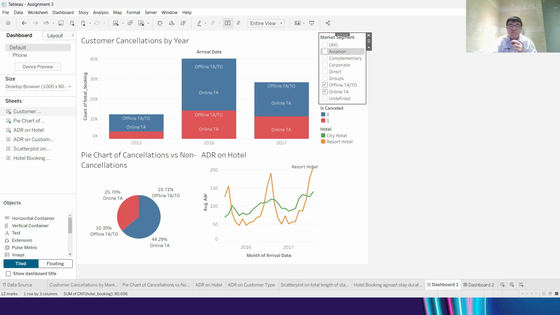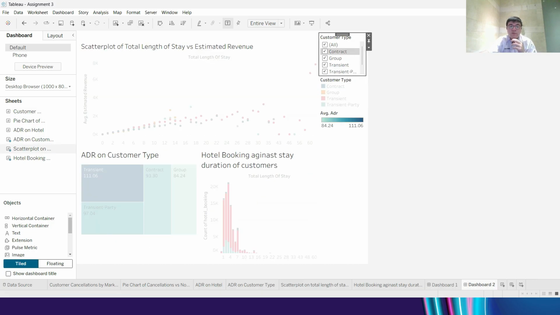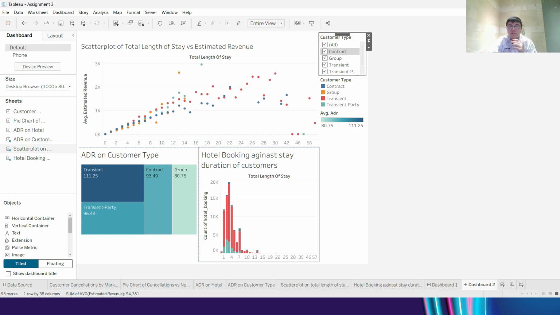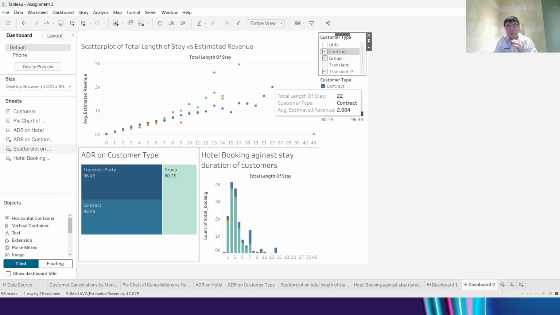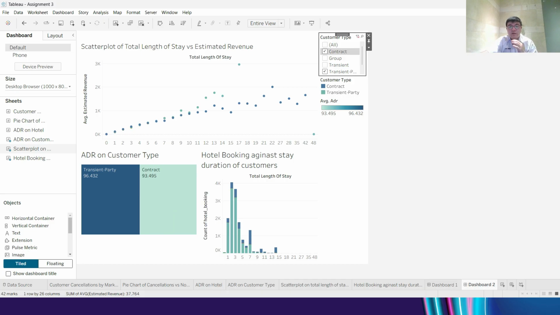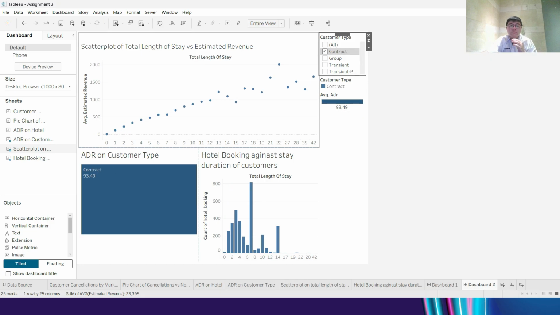The same can be said for the second dashboard, where you can see the scatter plot, the tree map, as well as the stacked bar graph at the bottom. It's the same thing, but instead of market segment, we have customer type, where if I remove, let's say, transient, which is the most prevalent one, all the red points are gone. Transient is gone, as well as in the scatter plot. So I can do that for all of the different customer types, and it'll display across all 3.